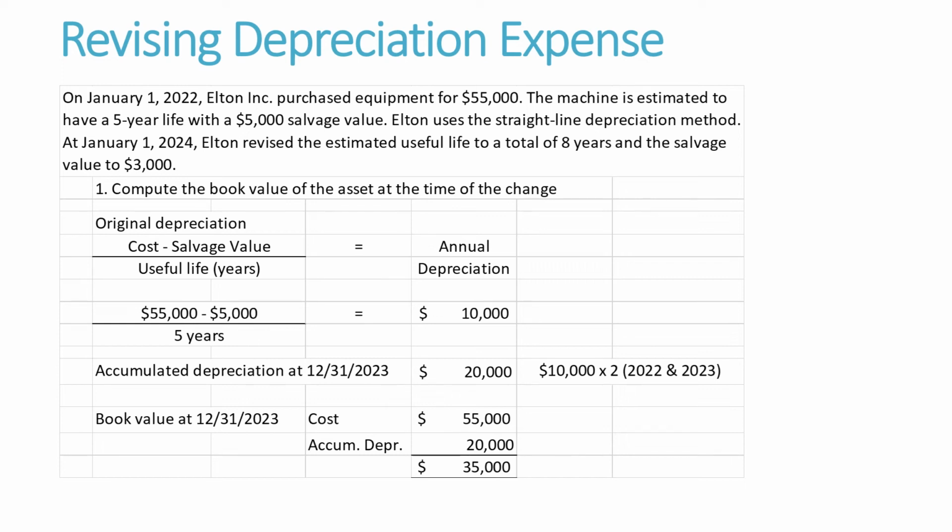All right, so we can first compute the original depreciation expense by saying cost of $55,000 minus our salvage value of $5,000 and dividing it by 5 years. So $55,000 minus $5,000 is $50,000, divided by 5 years is $10,000. Our accumulated depreciation is then going to be $20,000, and our book value at the time of the change is going to be 55 minus 20,000, or $35,000.